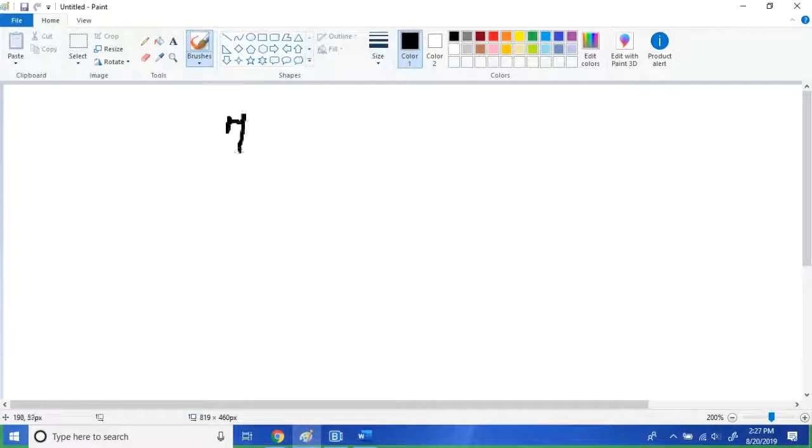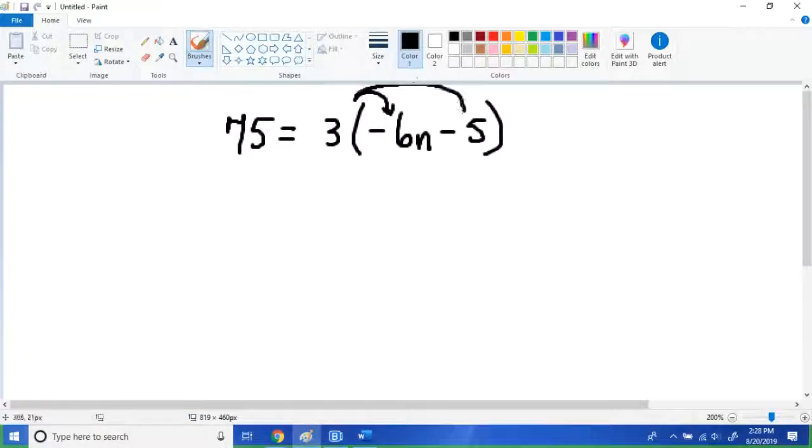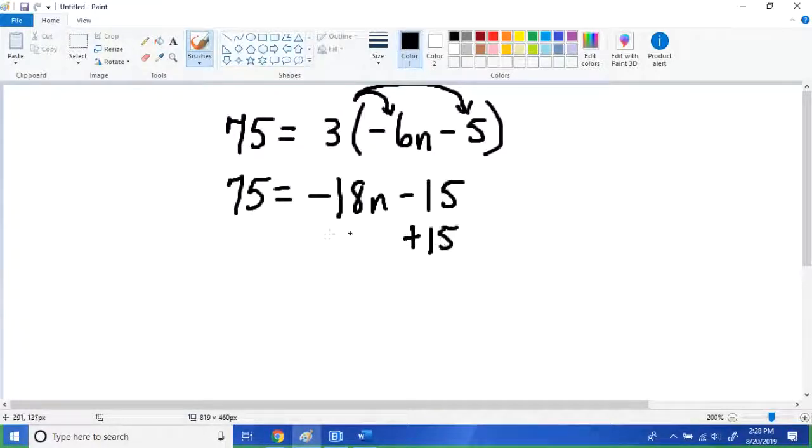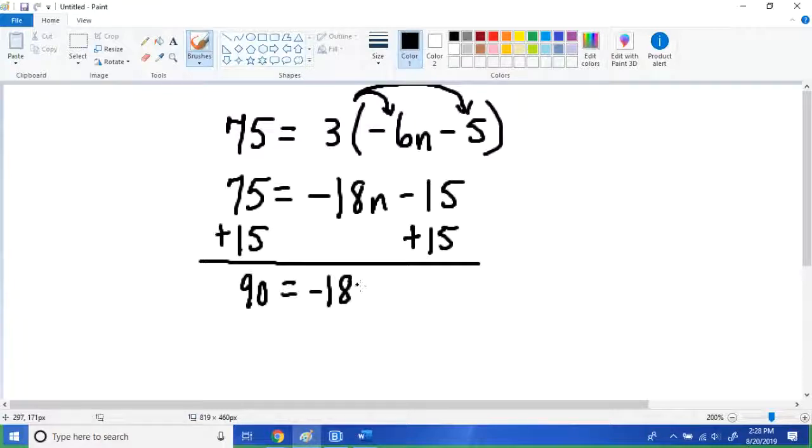And our last question is 75 is equal to 3, parentheses, negative 6n minus 5. Okay, we're going to distribute the 3 throughout the parentheses. It's going to be 75 equals negative 18n minus 15. Opposite operation of moving 15 to the other side to try to isolate the variable by itself. It's going to give us 90 equals negative 18n. The 15s are going to cancel.